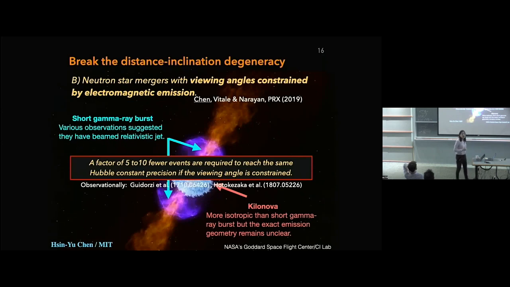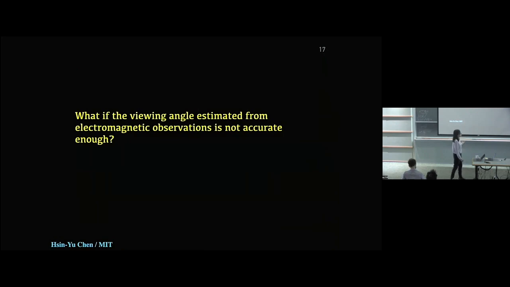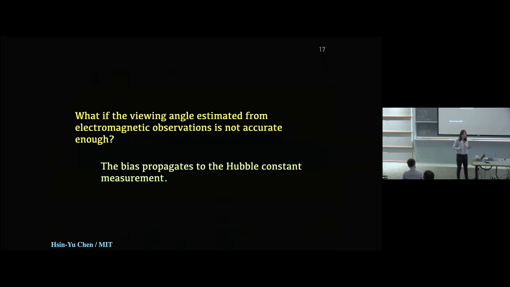But one question you would immediately raise when you hear this is that these electromagnetic emissions are so complicated, and we don't understand them that well yet. So what if your inference of the inclination angle from the electromagnetic observation is not accurate enough? If there is a bias in your inference of the inclination angle, that bias will then propagate to your distance measurement and then to your H-naught measurement. And that is the last thing you want, especially for gravitational cosmology. If our major goal right now is to say something about this H-naught tension, you really want to make sure your systematics are under control.